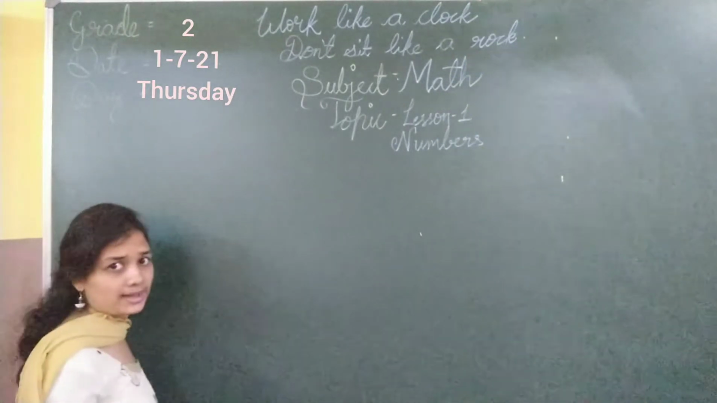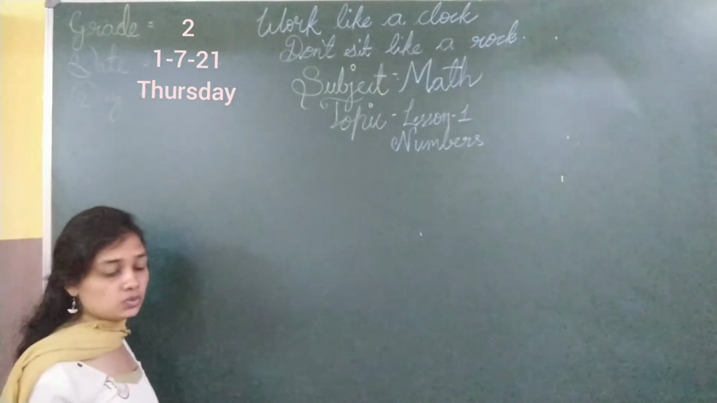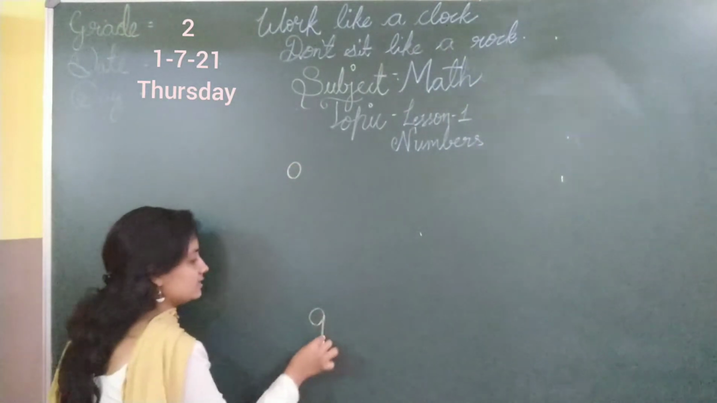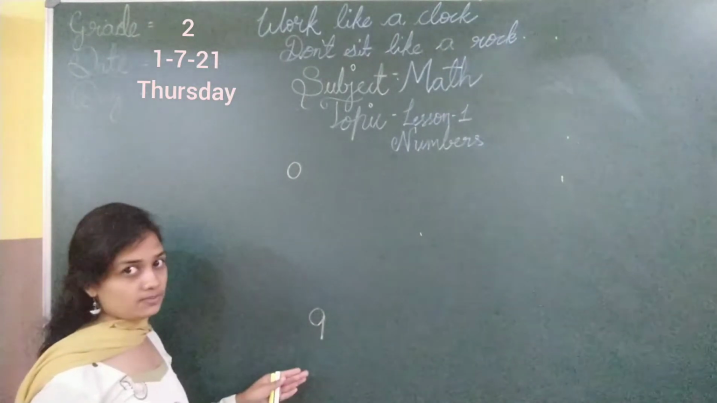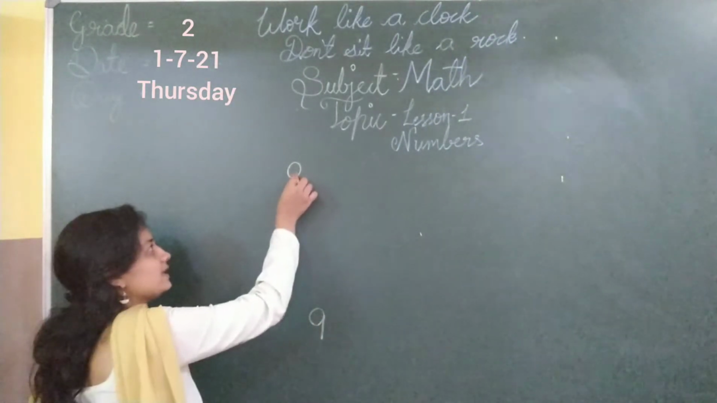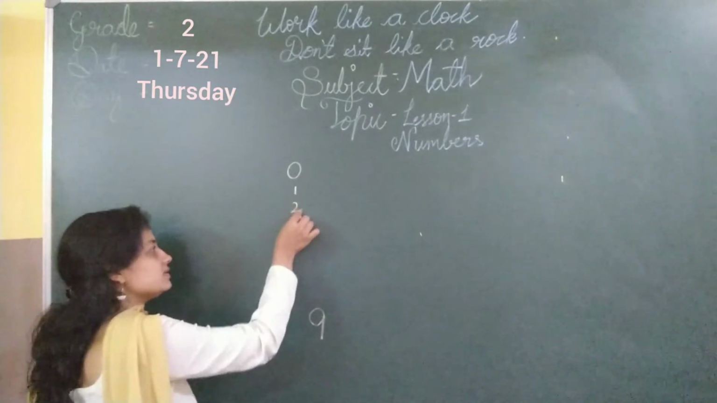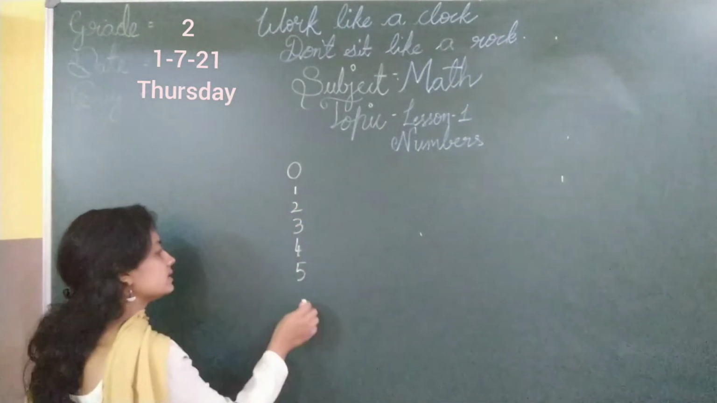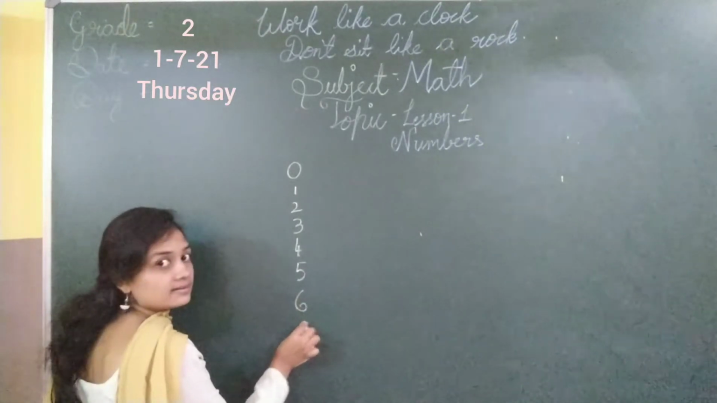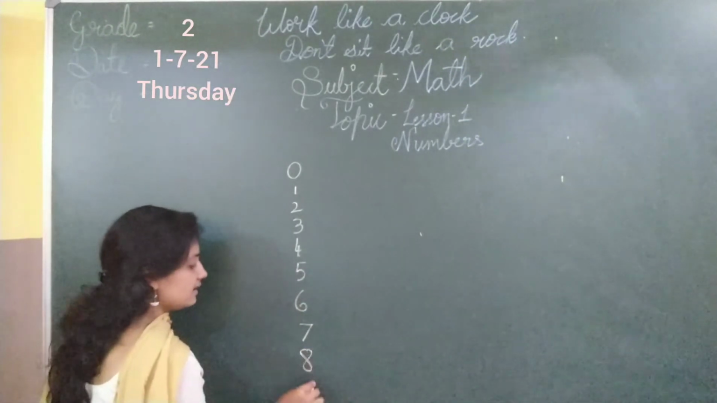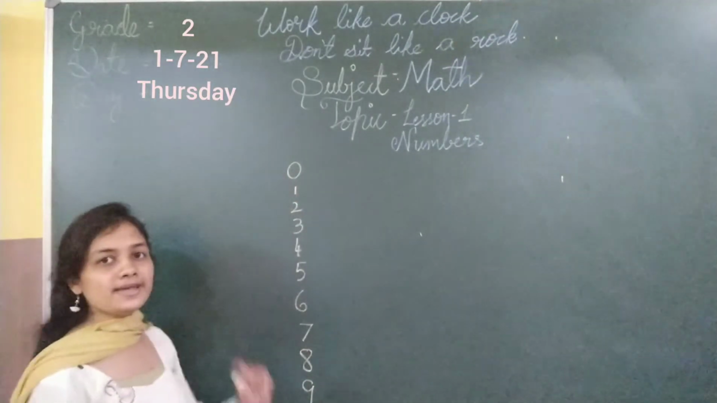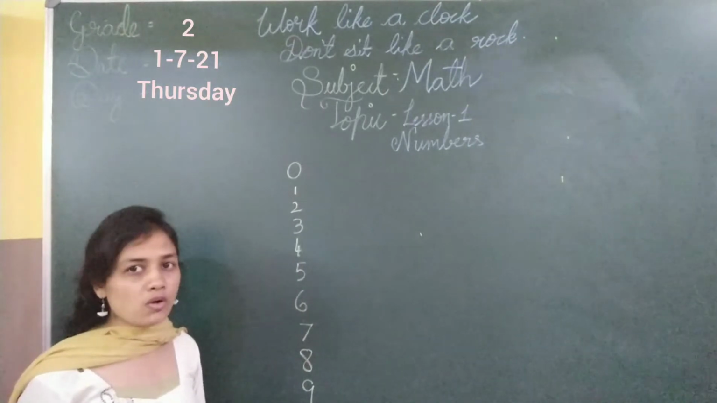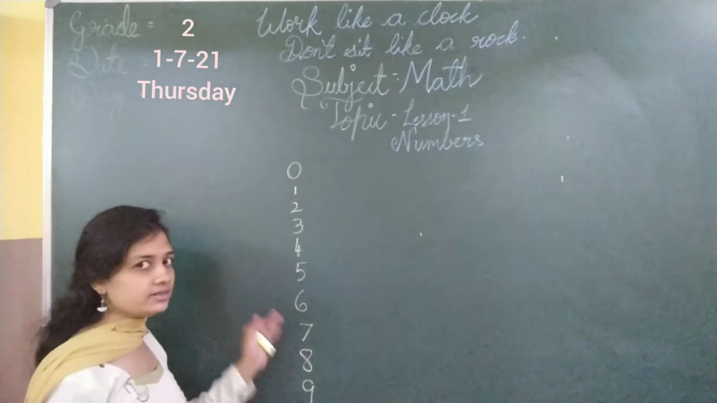You all know that the basic numbers we use are from 0 to 9. We have 10 numbers from 0 to 9. Let's say what they are: 1, 2, 3, 4, 5, 6, 7, 8, and 9. With 0 it makes 10 numbers. So these are the basic numbers which you all know already, and you know how to identify them.